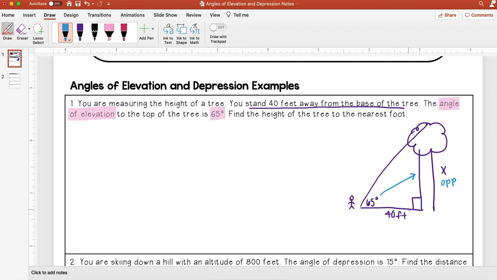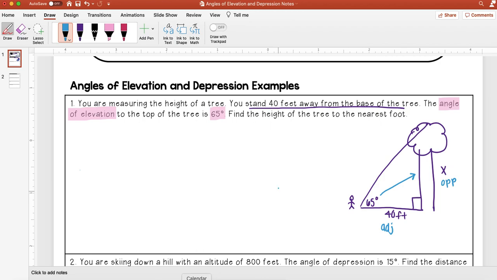Now I need to figure out what my 40 feet is. And so it's going to be either the hypotenuse or adjacent. Well, I know that the hypotenuse is the side opposite of my right angle. And so that would be this side over here. So it's not my hypotenuse. So that means that 40 is my adjacent side.